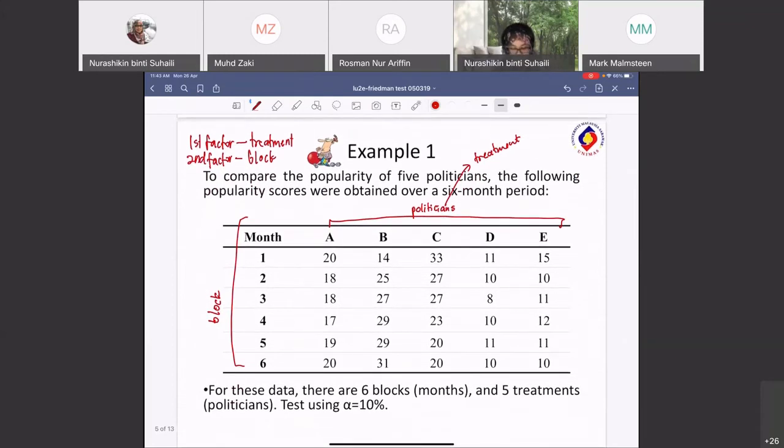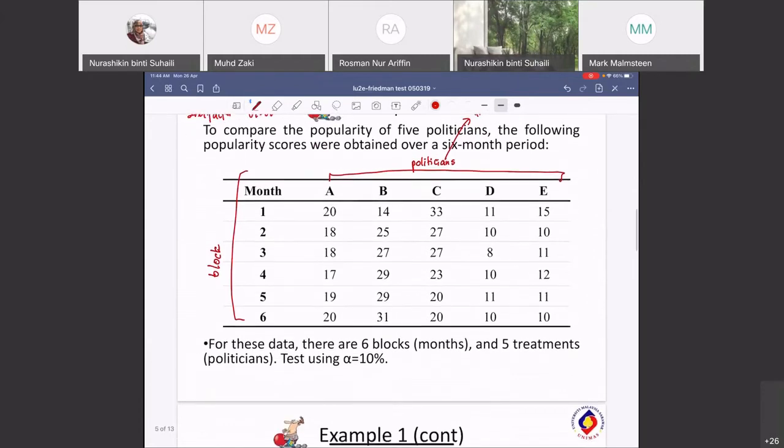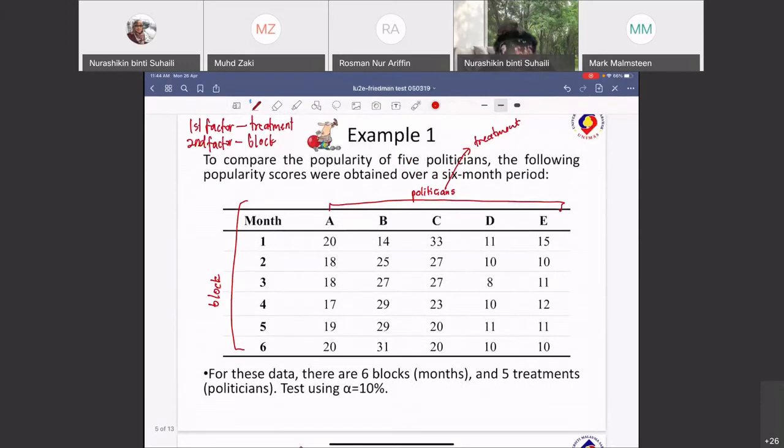Okay, let's have a look at the examples. Before that, any question? No question? Okay, let's have a look at this question.